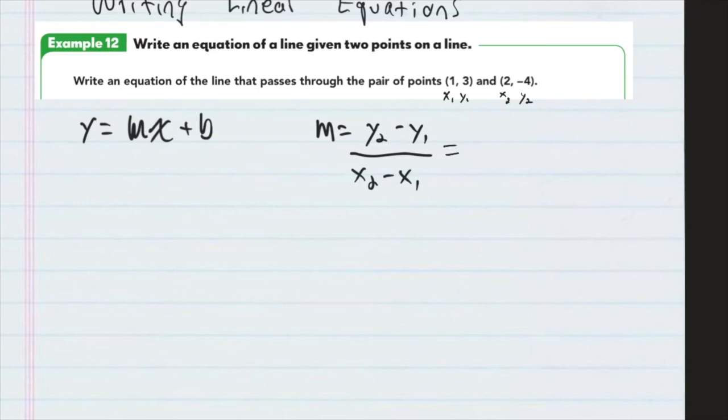And let's fill in the blank. y2 minus y1 would be -4 minus 3. And that's going to be over 2 minus 1. And you don't have to put things in parentheses. I do it because it makes it easier to see if I'm subtracting a negative. So what's -4 minus 3? That would be -7. 2 minus 1 is 1, which means that my slope is equal to -7.